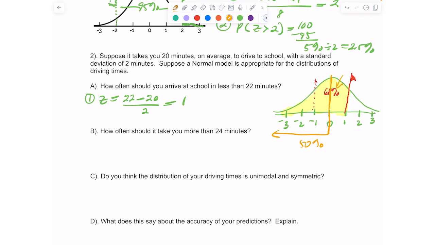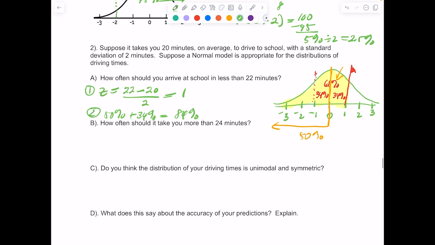Well, if this is 68%, 68 divided by 2, why am I dividing by 2? Because it's symmetrical. 68 divided by 2 is 34. So really this 68 is broken into 34% and 34%. So now to figure out how often you should arrive at school in less than 22 minutes, it's just going to be 50% plus 34%, which equals 84%. So approximately 84% of the time, you should arrive at school in less than 22 minutes.